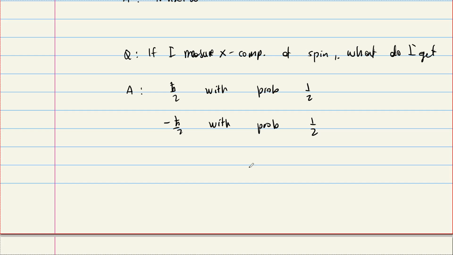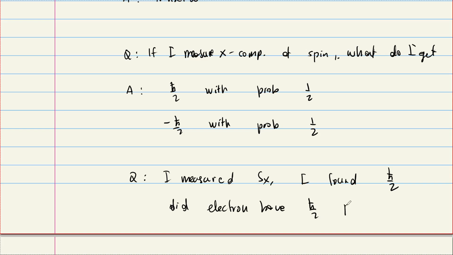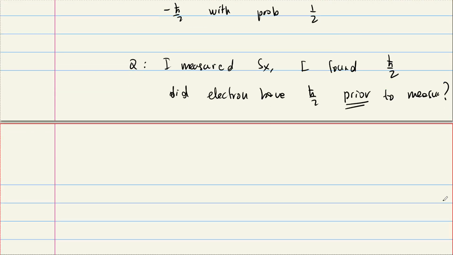And lastly, suppose I did this second measurement Sx and I found h bar over 2. Does this mean this single electron had h bar over 2 spin along x direction prior to measurement? Did this electron have h bar over 2 prior? This is the keyword, prior to measurement. And what do we say to that?